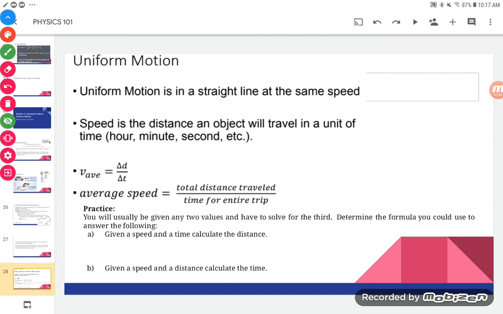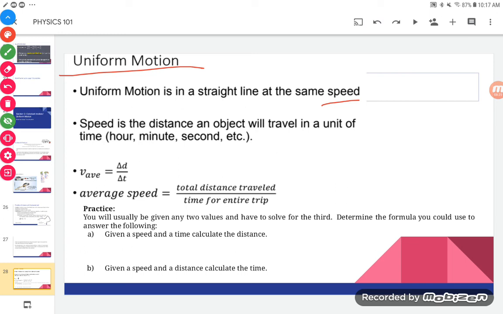Uniform motion, we're going to get into uniform motion. So uniform motion is in a straight line at the same speed the entire time. So you are driving 20 kilometers an hour in a straight line constantly, okay? It very rarely happens, but that's what uniform motion describes. So speed in this equation is the distance an object will travel in a certain unit of time. Now you might get meters per second, meters per hour, kilometers per hour, kilometers per minute, those kinds of things. But that's essentially what it is.